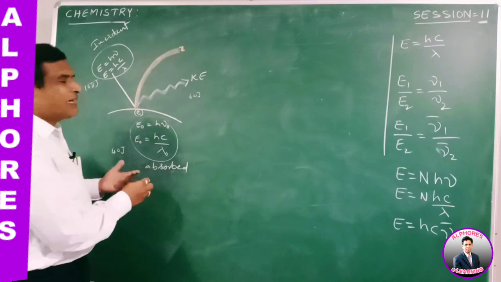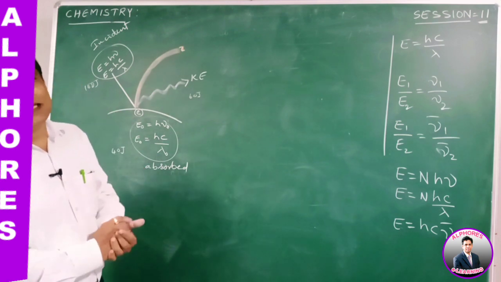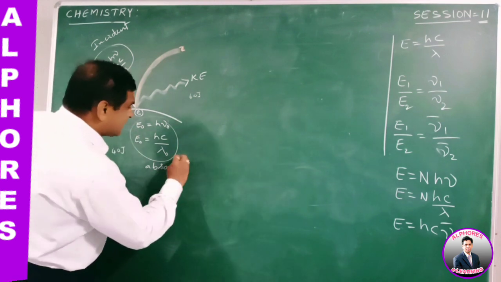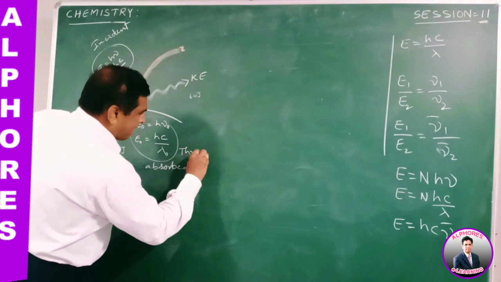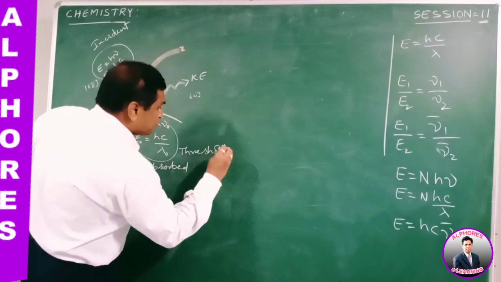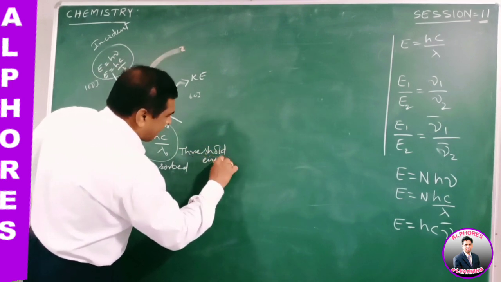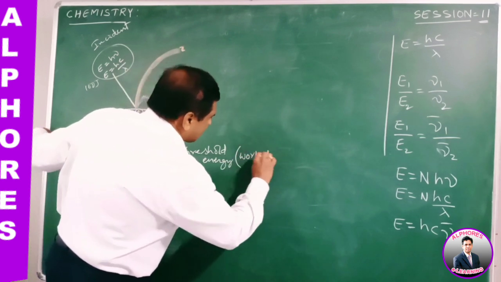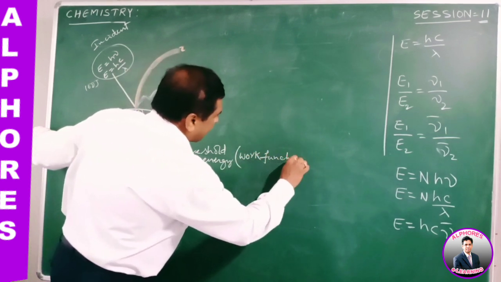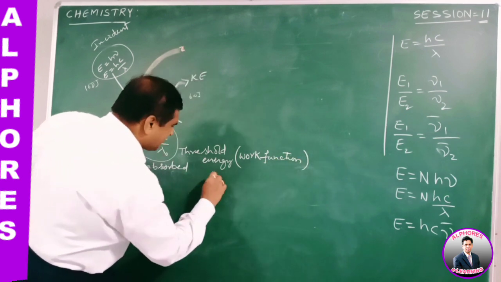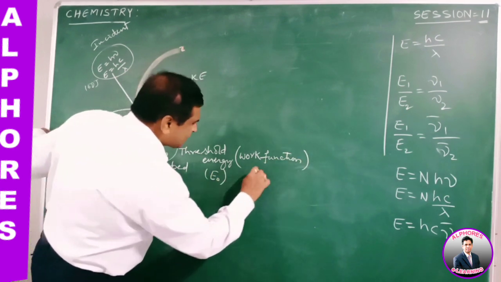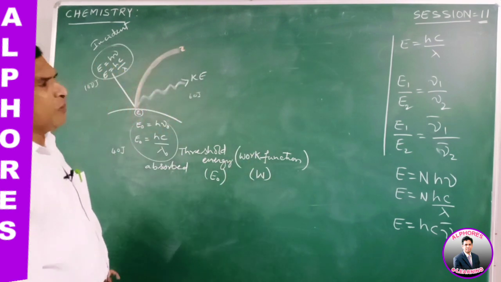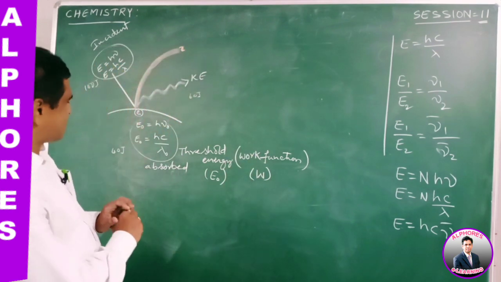This absorbed energy is called threshold energy, or it is also called work function. Threshold energy is nothing but E naught. Work function is represented as W. You can use any symbol, it is not a problem. The concept is like this.